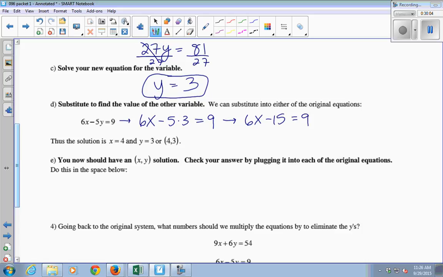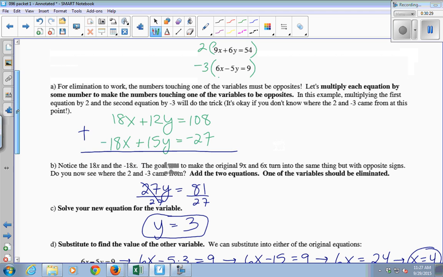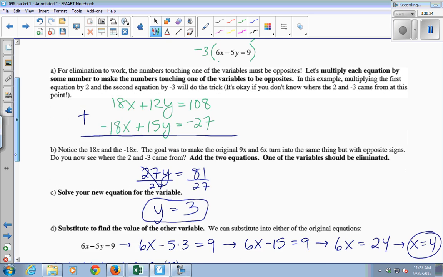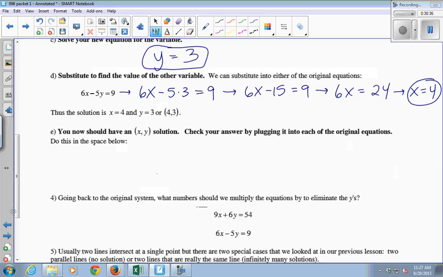Then what? Add 15 to both sides, so I get 6x equals 24. Divide by 6, so I get x equals 4. So there's my other unknown. So I now know my solution is x equals 4 and y equals 3, or the point 4 comma 3, right? If I had solved this graphically, I would have started by graphing these two lines and seeing where they crossed, and that would have happened at the point 4 comma 3.